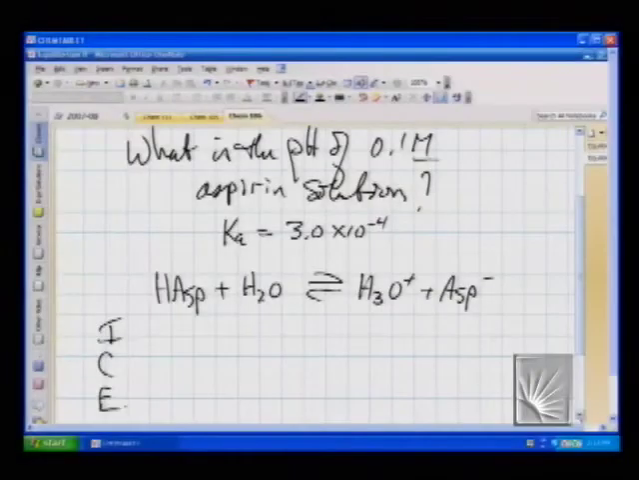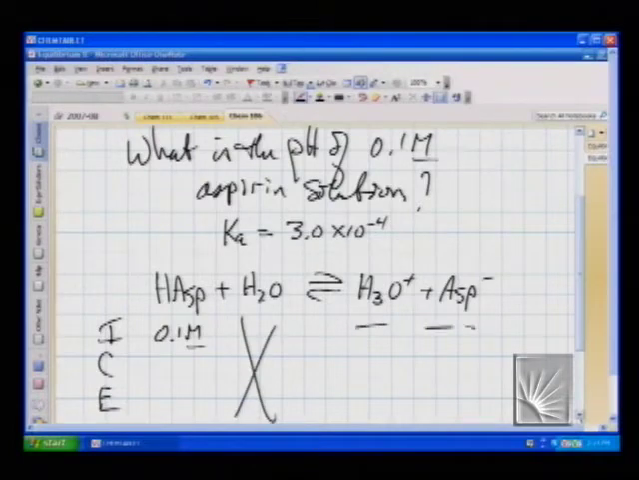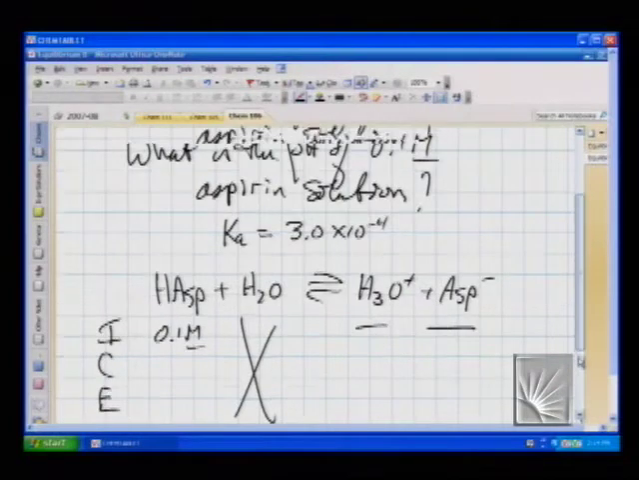The statement of the problem. It will always be in the statement of the problem somewhere. So this one is 0.1 molar. We don't care about water. The problem didn't tell us anything about hydrogen ions being in the solution or aspirin ions being in the solution.